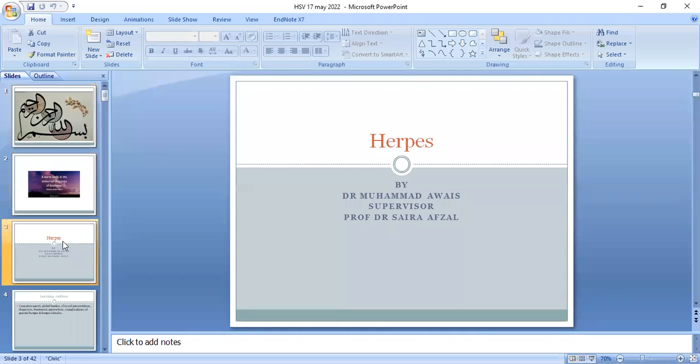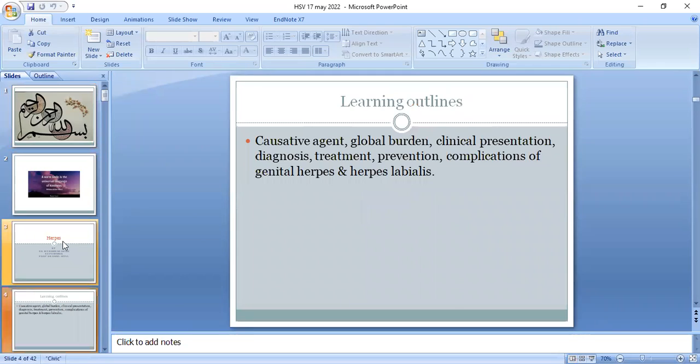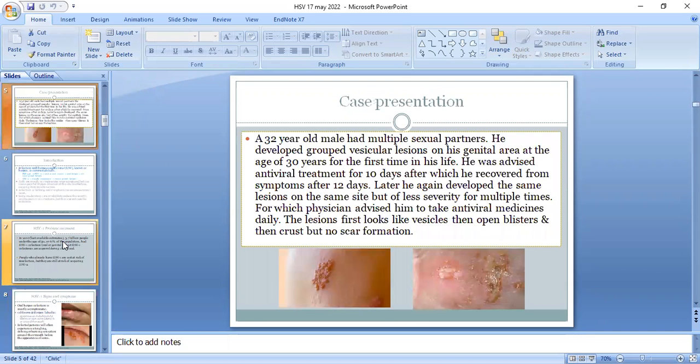Today the topic of presentation is herpes, under the kind supervision of Professor Dr. Saira Afzal. The learning outlines of today's presentation are the causative agent, global burden, clinical presentation, diagnosis, treatment, prevention, and complications of genital herpes and herpes labialis. The case presentation of a genital herpes.